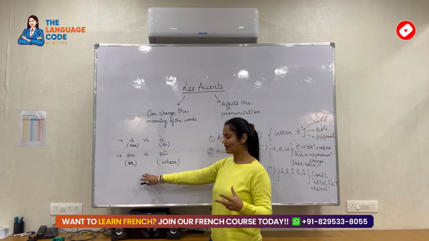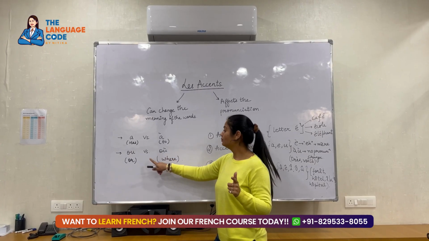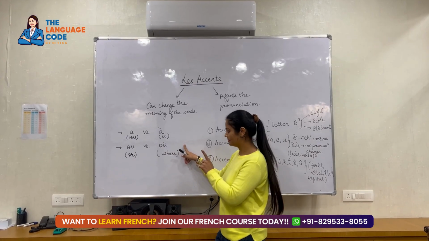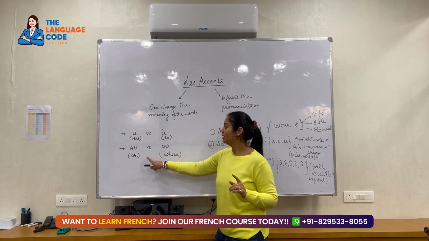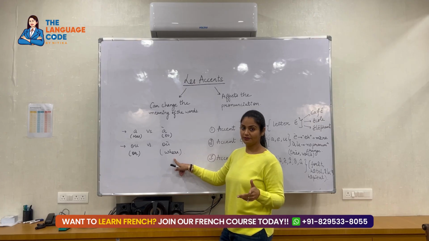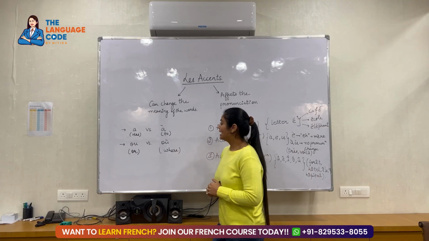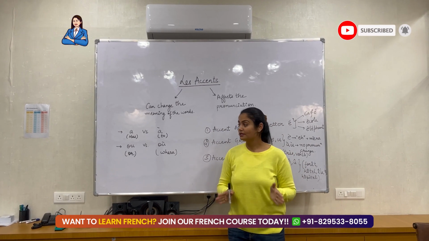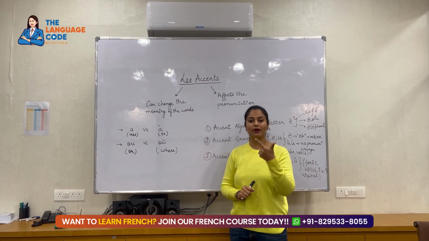Similarly, we have another example, ou versus où. The meaning of the word changes without any change in the pronunciation. See, ou without any accent represents 'or'. However, où with an accent represents 'where', meaning the location, the place. So that is why the accent in French is very important to put, because it affects the meaning of the word and also the pronunciation.